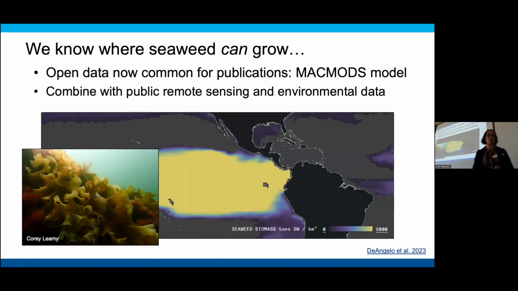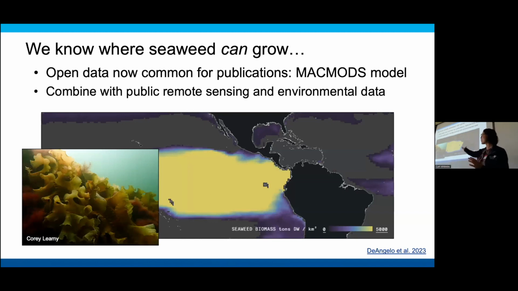So we used public data from the MacMods model, which details where seaweed can grow under proper light, nutrient, temperature, and wave conditions. And from these efforts, which are published now by a group at UC Irvine, we know that seaweed can grow in large swaths of the ocean. So all of this bright yellow area are places that have good conditions for seaweed farming. But as you can see, it's a really large area.